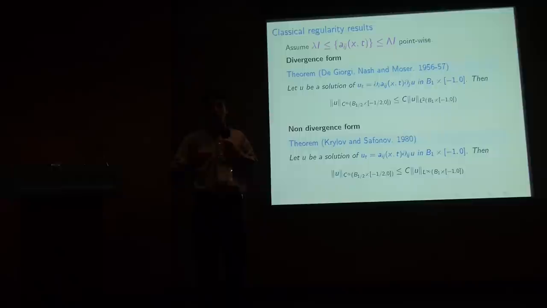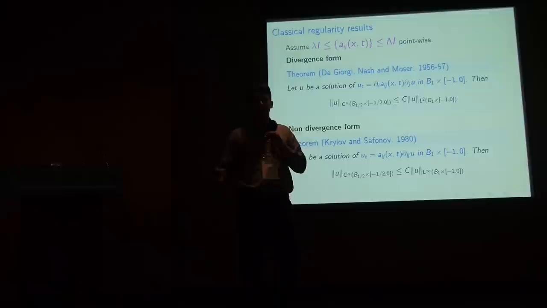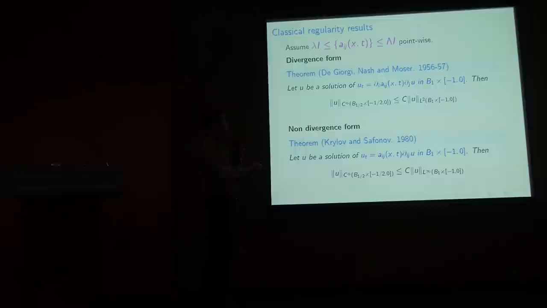This is a theorem of DiGiorgi, Nash, and Moser, which is a Hilbert estimate for solutions of parabolic equations in divergence form. The assumption here is that these coefficients Aij are uniformly elliptic, so they satisfy those two pointwise bounds. There is no assumption with respect to the regularity of these coefficients with respect to either x or t. And the theorem says that the Hilbert norm in a cylinder is bounded by the L2 norm in a larger cylinder. Here, B1 half and B1 stands for the space, and the other interval is with respect to time. The theorem of Kirilov and Safonov is pretty much the same result, but now the equation is in non-divergence form instead of divergence form.